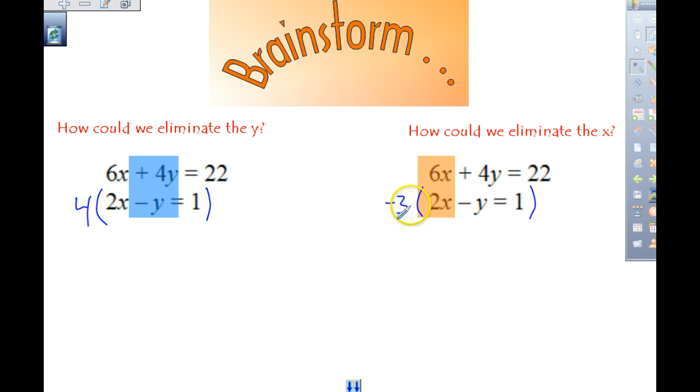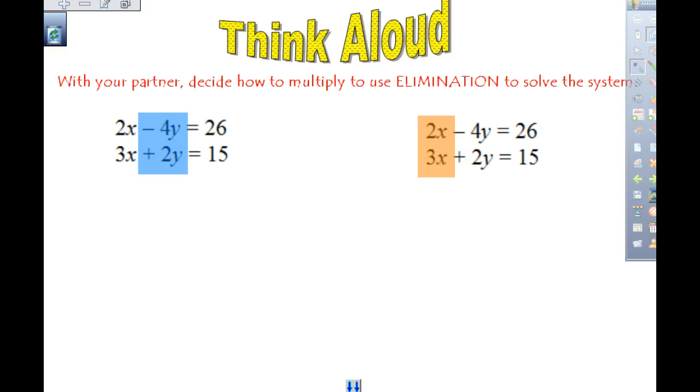This is probably the most commonly missed part, is the negative. A lot of people, they just focus on having the same number. But you got to have different signs. One has to be positive, one has to be negative. Okay. And one more time here. Multiply by 2. Yeah, negative 4 and then positive 4.